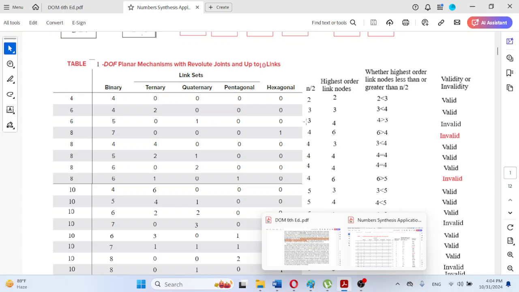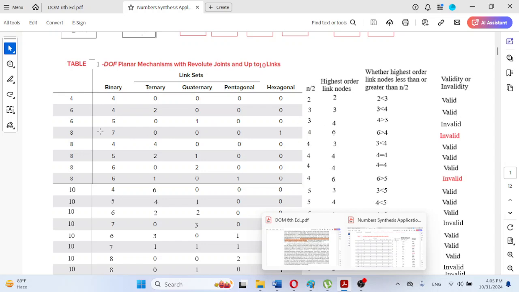So 6 divided by 2 comes out to 3. The highest order link has 4 nodes, and 4 is greater than 3. That means it is an invalid linkage or invalid set which practically or physically cannot be connected. So we must observe this fact while applying the number synthesis. Once the number synthesis has been applied, after that we will be noting or recording this fact.